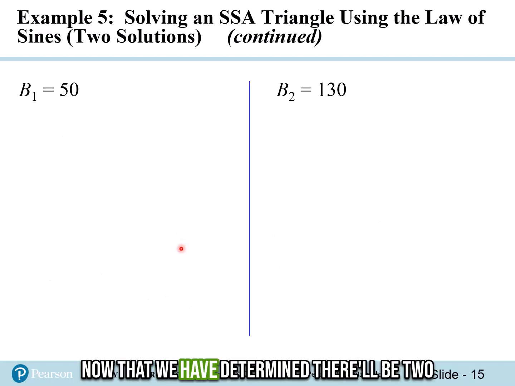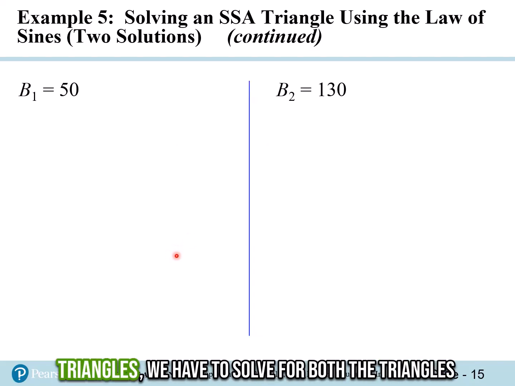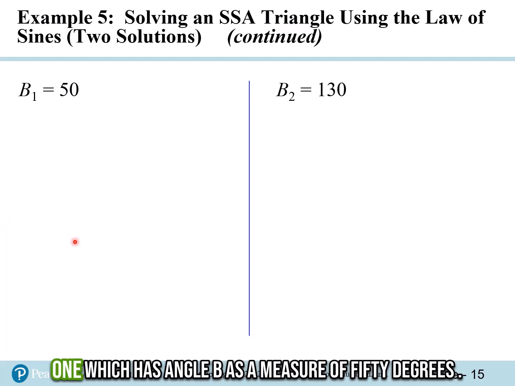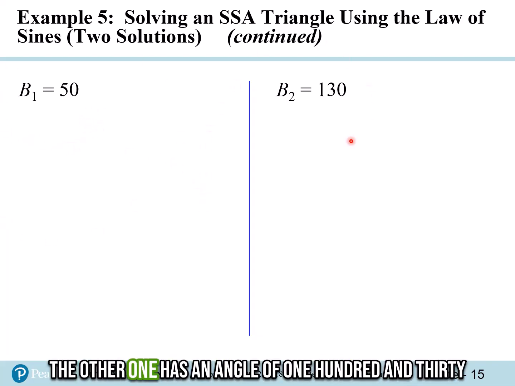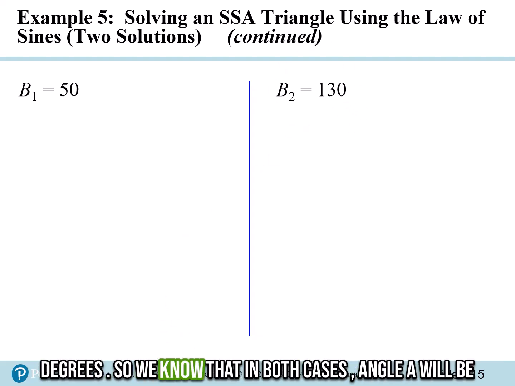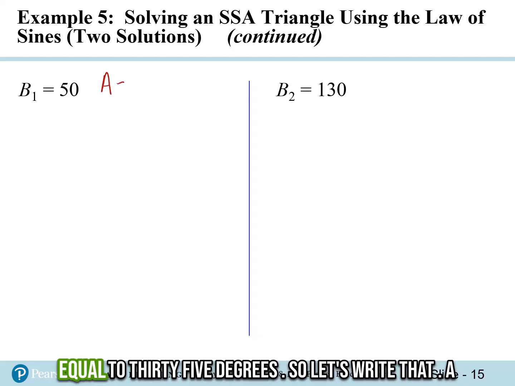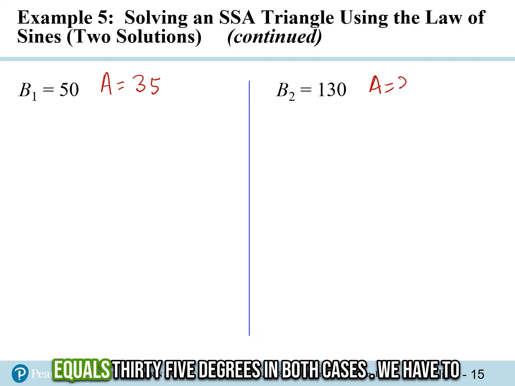Now that we have determined there will be two triangles, we have to solve for both of them. One has angle B measuring 50 degrees, the other has angle B of 130 degrees. We know that in both cases, angle A will be equal to 35 degrees. So let's write that: A equals 35 degrees in both cases.